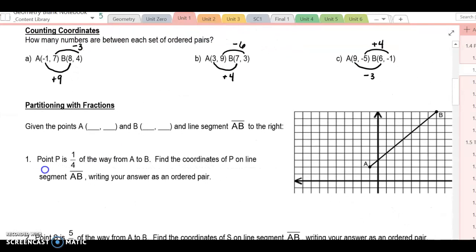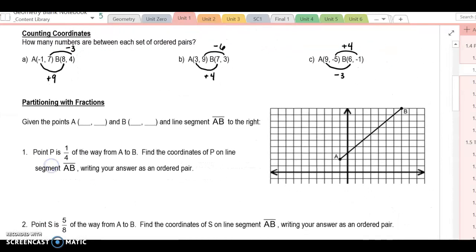All right, so the first thing that you're going to do for actual partitioning, you're going to find the ordered pair. So A, it looks like we're at -1, 2, and then B, it looks like we're at 7, 10. So what you're going to do is you're going to count the numbers in between your x's. So in between -1 and 7, we're going up 8 numbers. In between 2 and 10, I'm also going up 8 numbers.